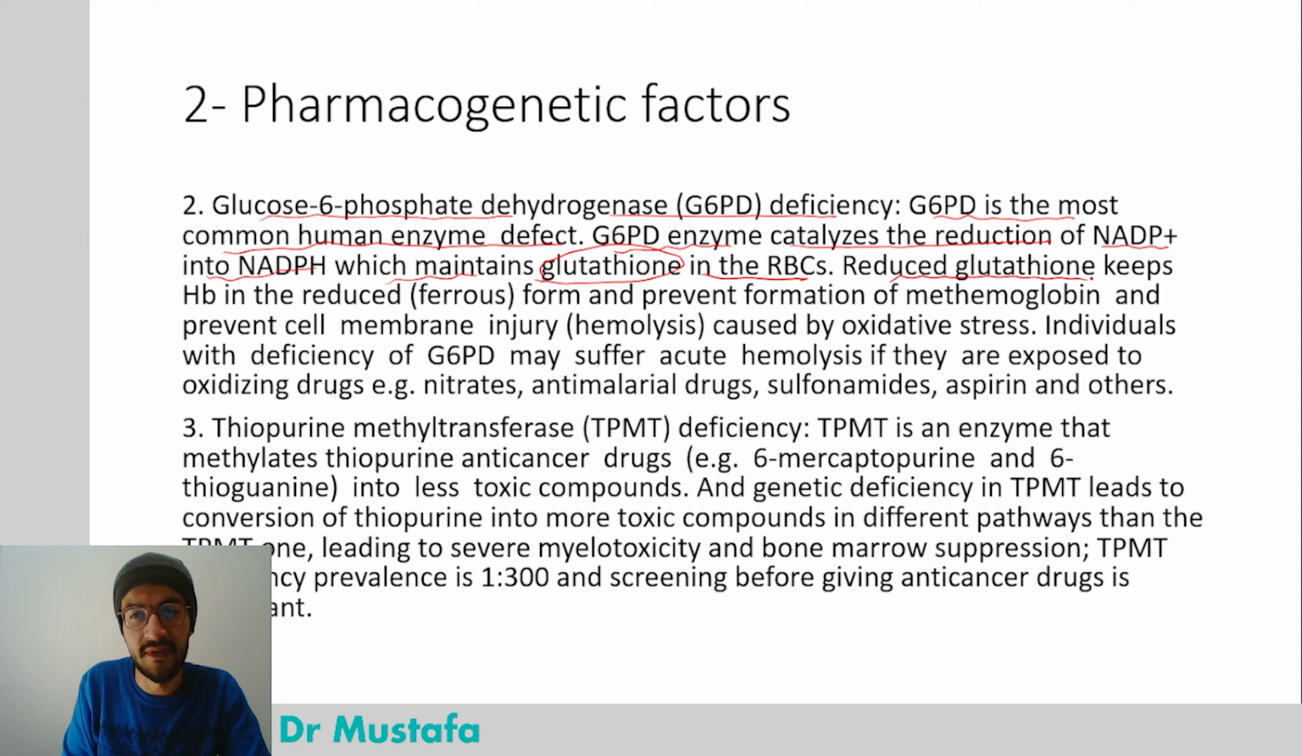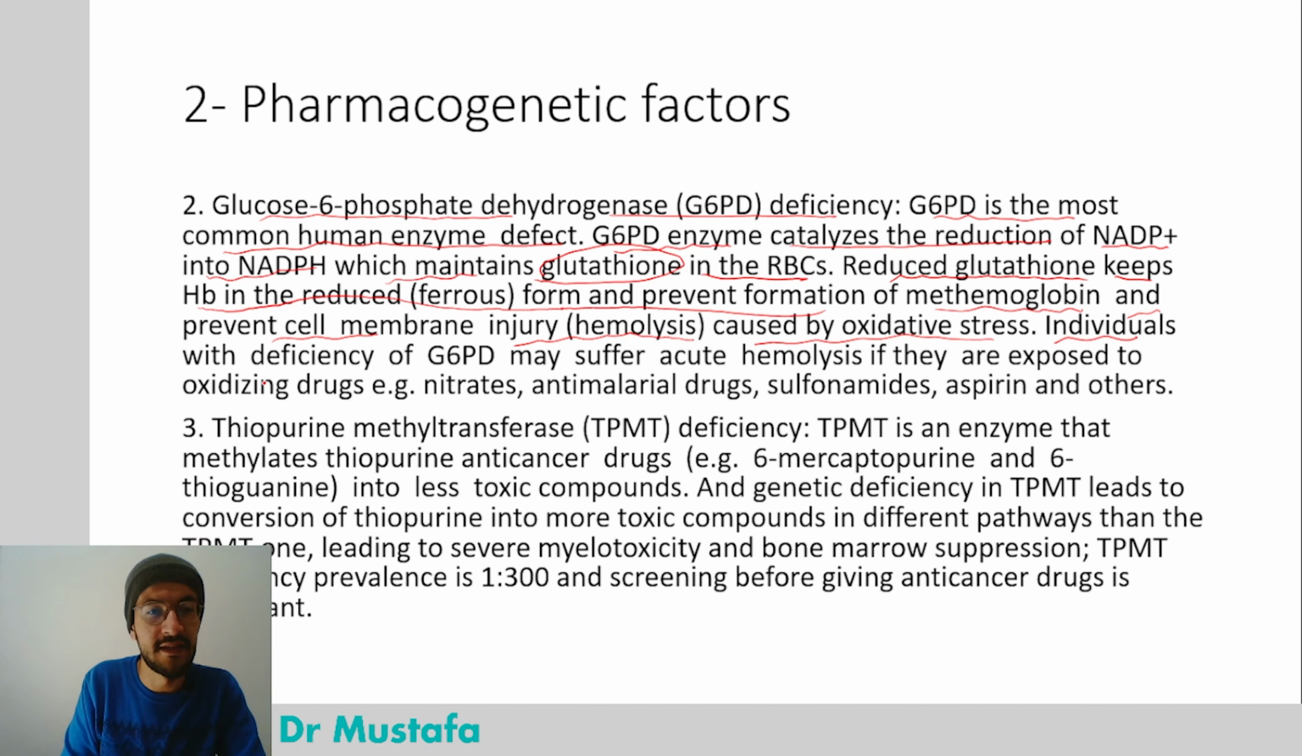And reduced glutathione keeps the hemoglobin in the reduced ferrous form, and prevents formation of methemoglobin. It also prevents the RBC cell membrane from injury, which leads to hemolysis caused by oxidative stress. So it basically prevents the cell membrane of the RBC from getting injured by oxidative stress, because the NADPH or the glutathione is anti-oxidative stress.